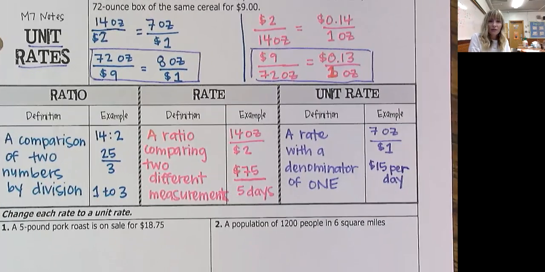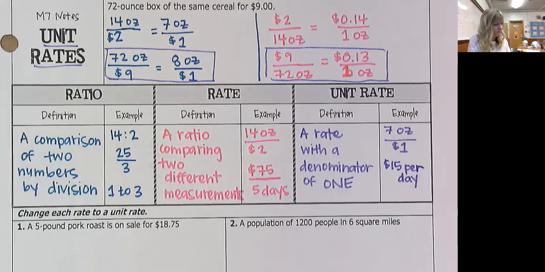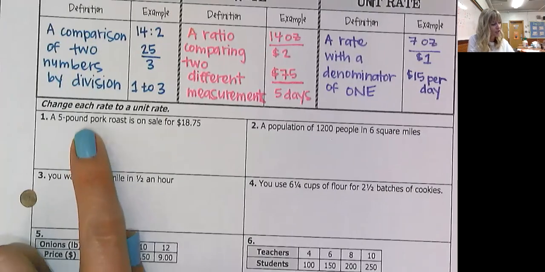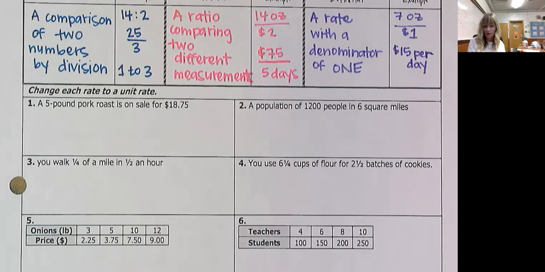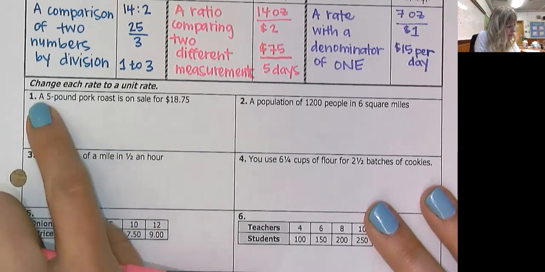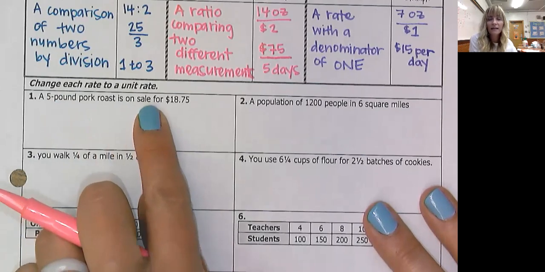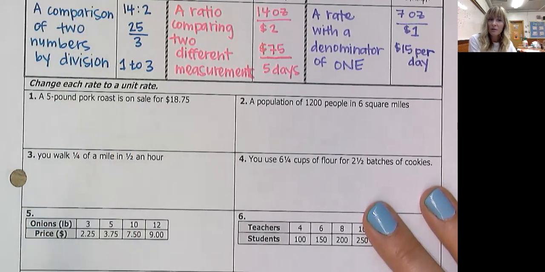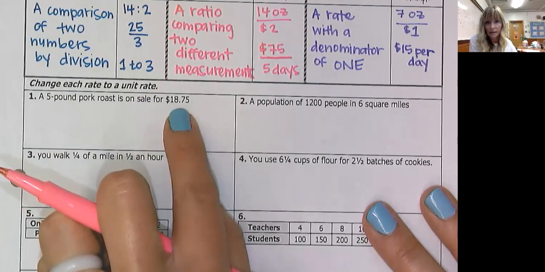Okay, let's make sure we understand the progression of all of these definitions and how we're going to use this today. Down here it says change each rate into a unit rate. So right now they are giving me a rate. So I'm going to actually start by writing out the rate that I have. It says a 5-pound pork roast is on sale for $18.75. Right now, do you see the measurements? I see measurement of pounds and I see measurement of dollars.